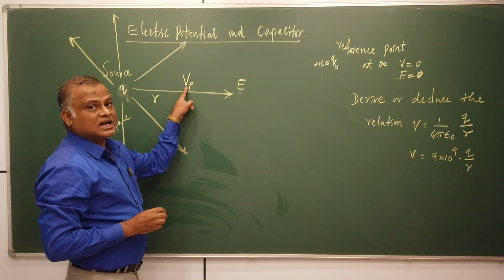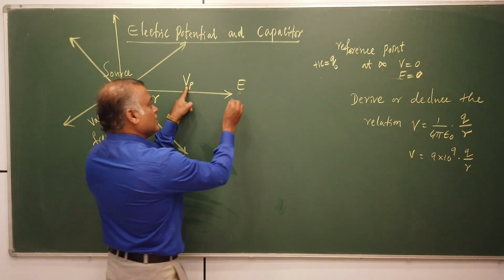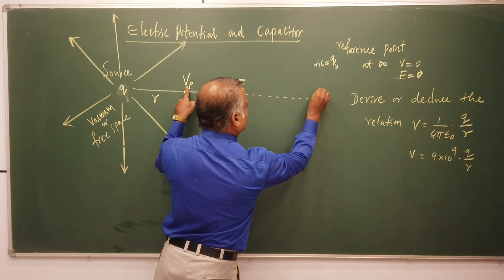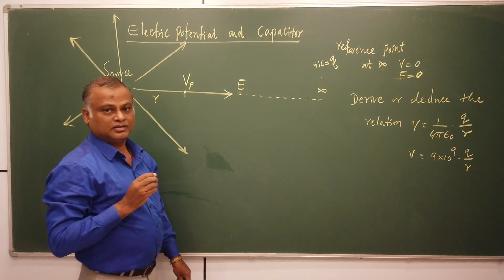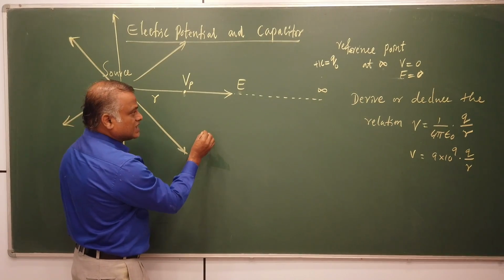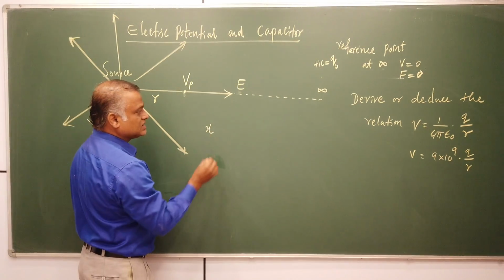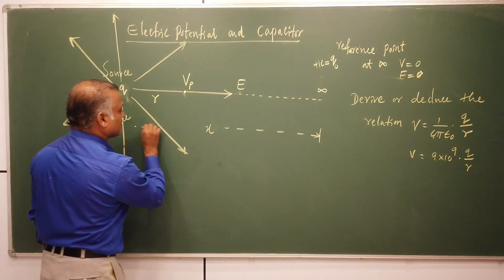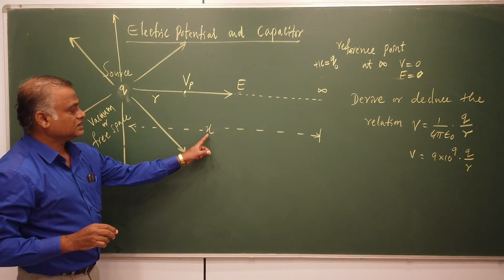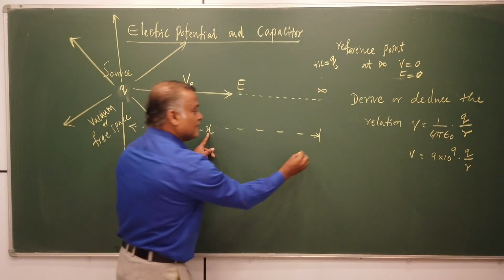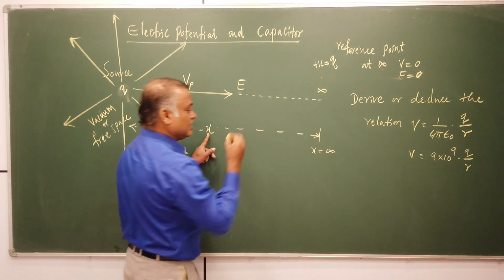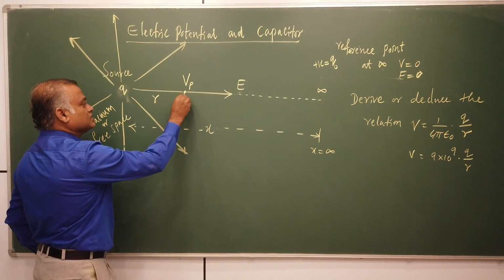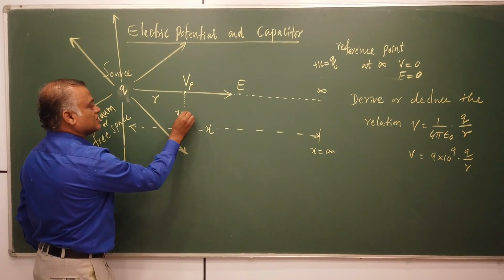To determine electric potential at a point P, we have to start our journey from infinity. That means we have to take one variable, say x, which is going to start its journey from x equal to infinity, and this variable is going to stop at this point where x becomes equal to r.